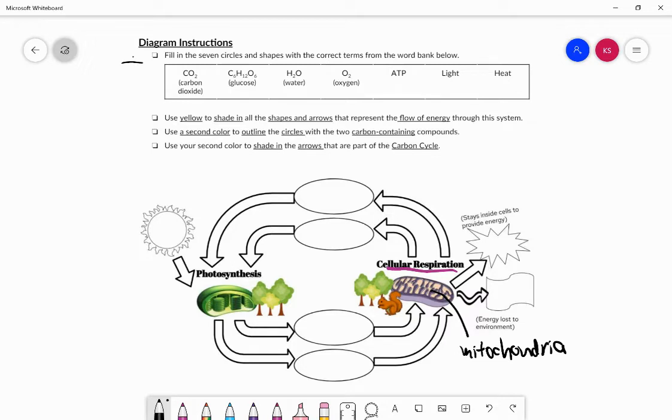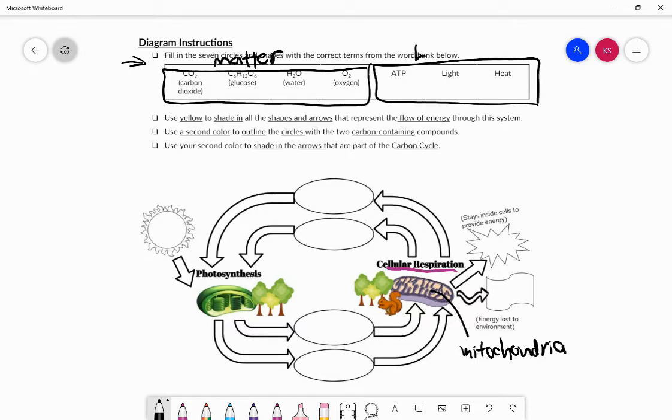So when we look at this first checkbox here, there's 7 different terms. 4 of these are different forms of matter. We have chemical symbols given for those. And 3 of these are the different forms of energy that are involved in the processes we're going to discuss. So it turns out that the 4 circles or the 4 bubbles here relate to the 4 different chemical substances: carbon dioxide, glucose, water, and oxygen.